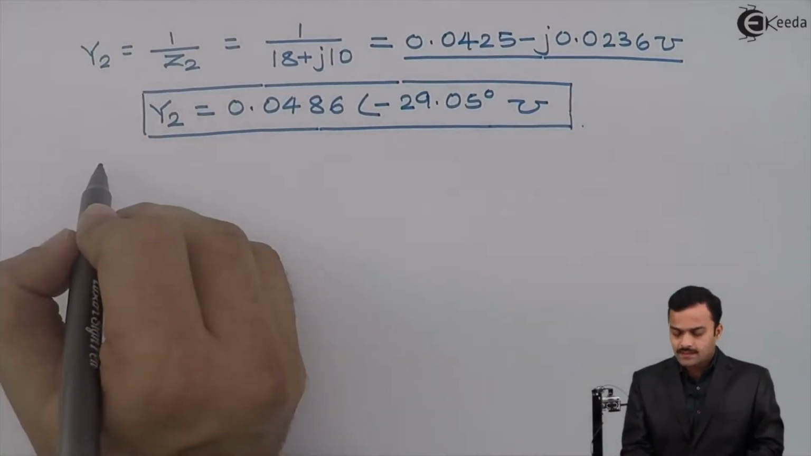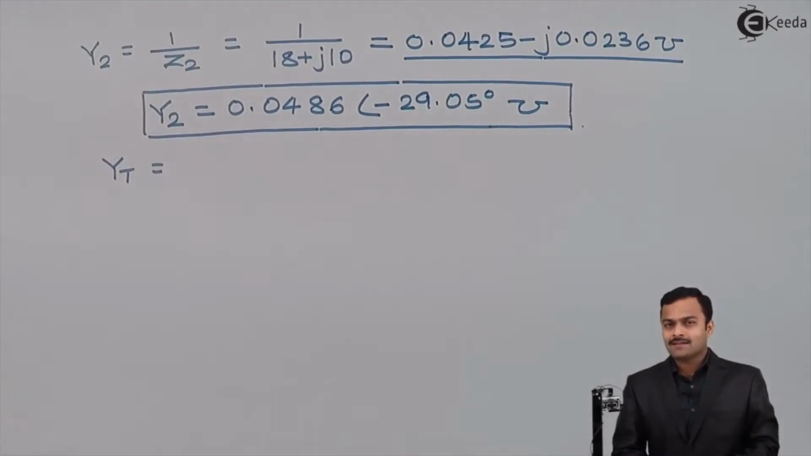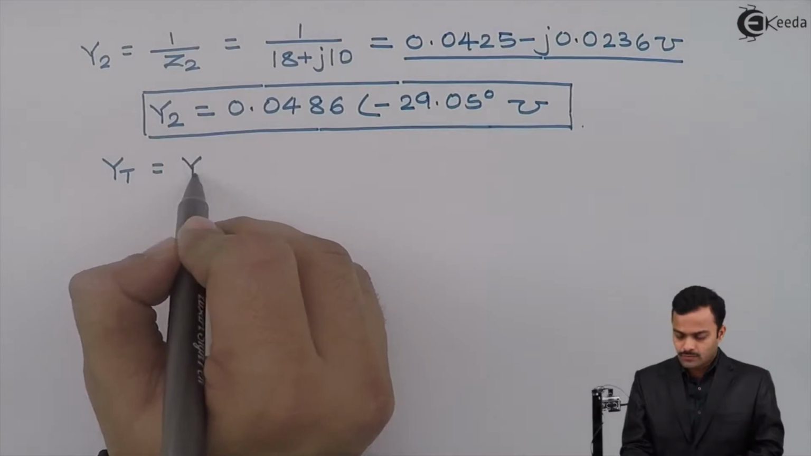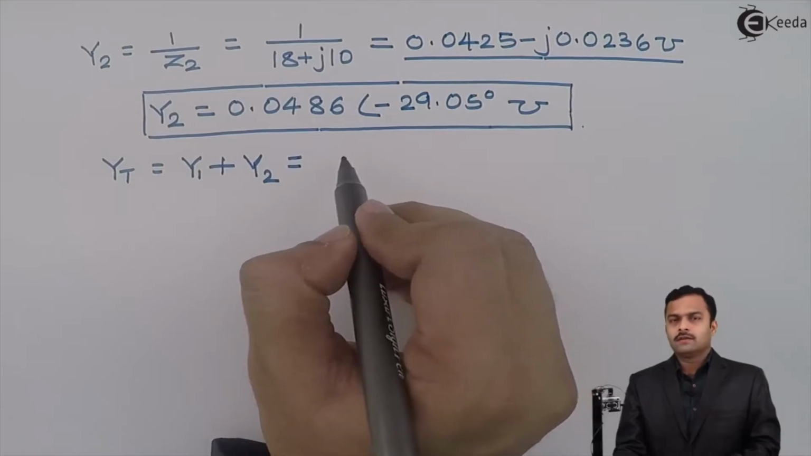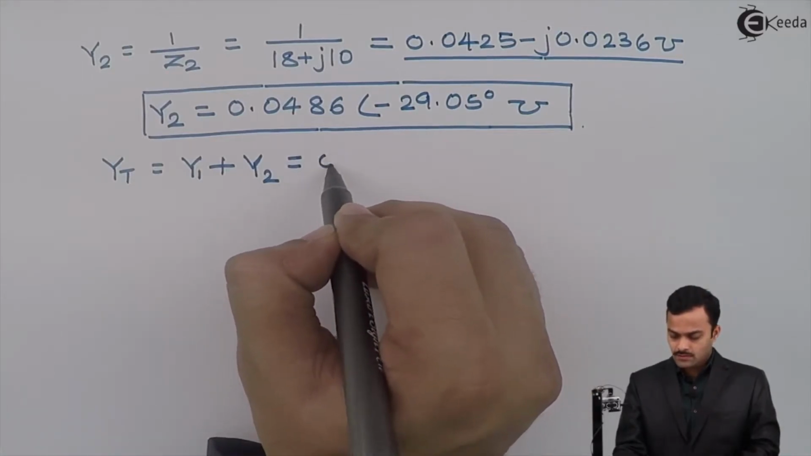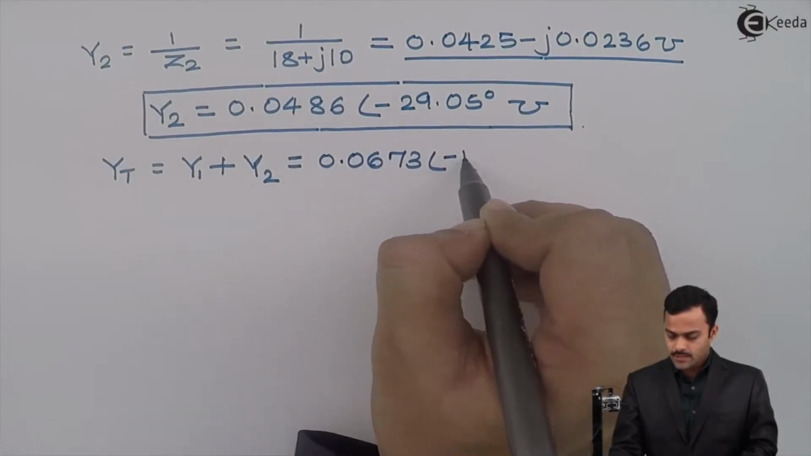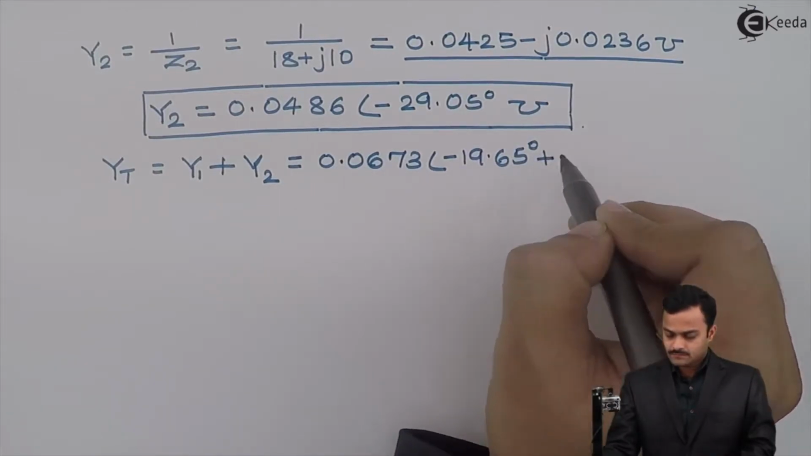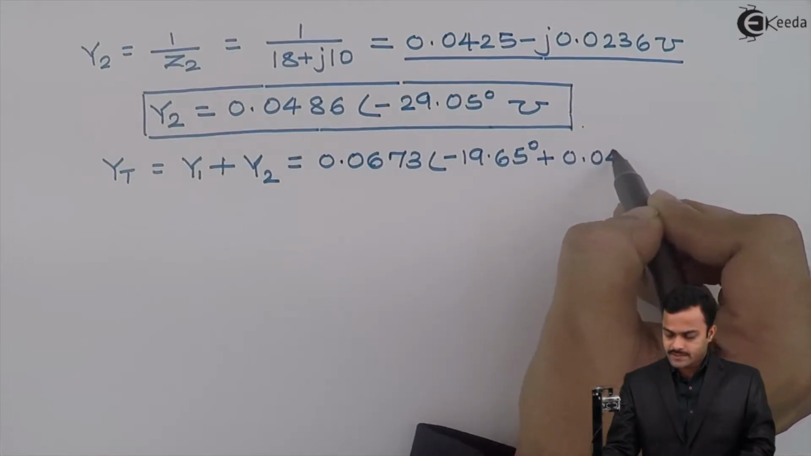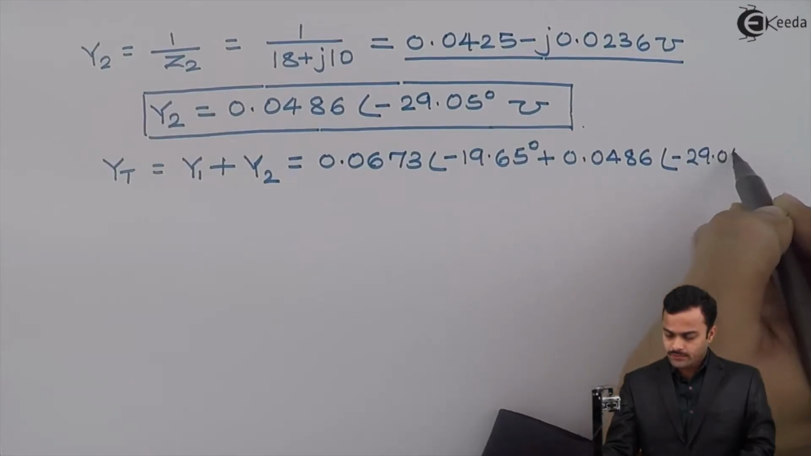Now let's get total admittance YT. In a parallel circuit, admittances get added. So I can say YT equals Y1 plus Y2. That is equal to Y1, which is 0.0673 at an angle minus 19.65, plus 0.0486 at an angle minus 29.05.